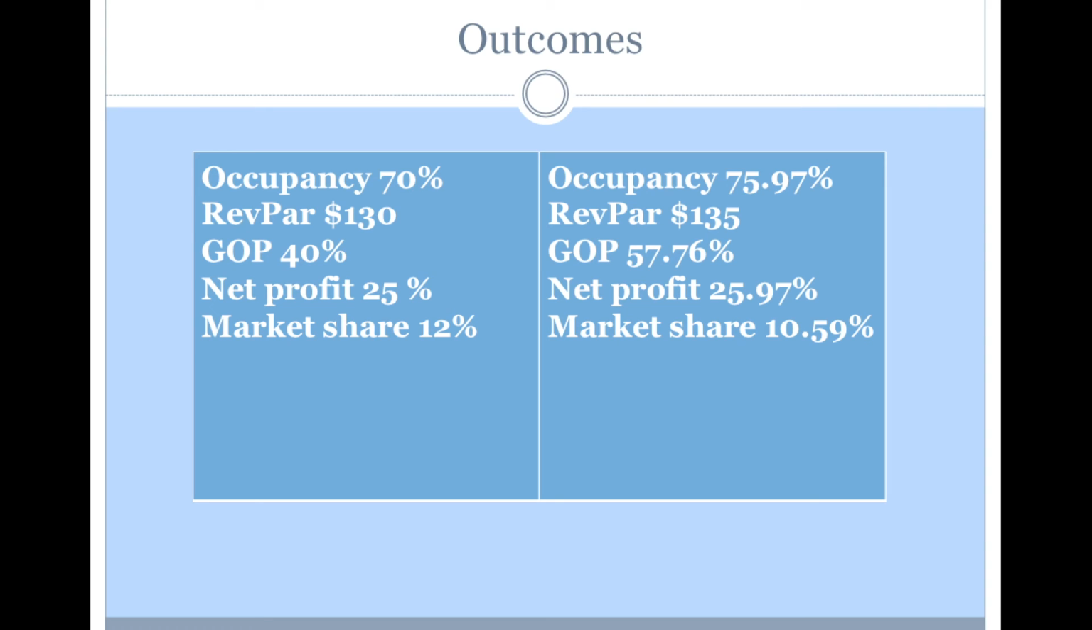0.97%. As there are 10 hotels competing altogether, the hotel gets an equal share of 10%, but we aim to get 12%. However, we didn't achieve the market share goal. We only got 10.59%.